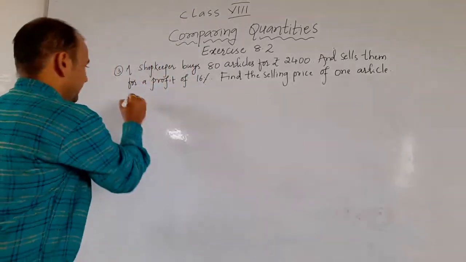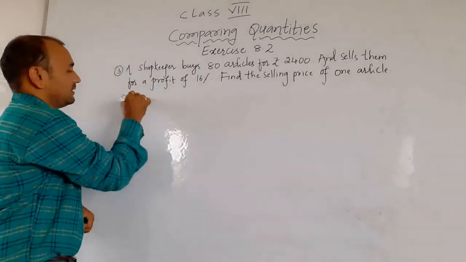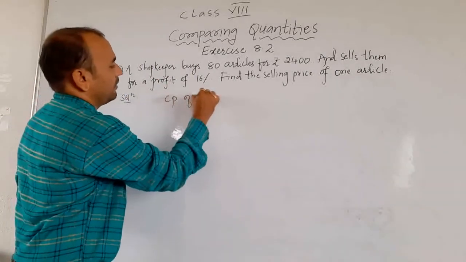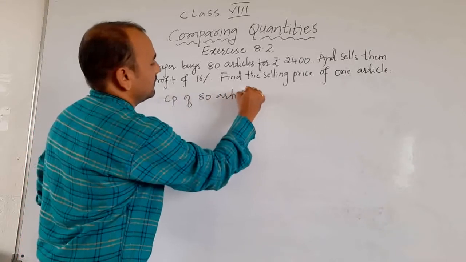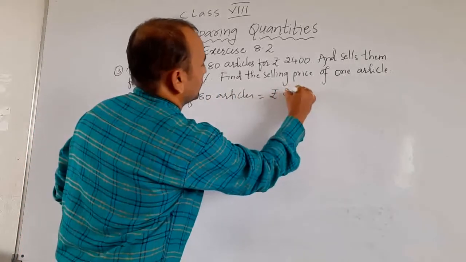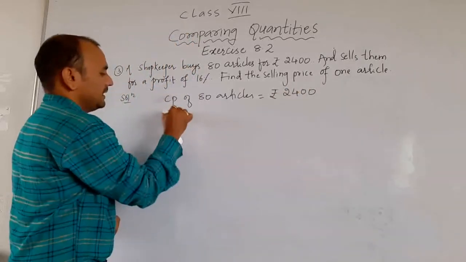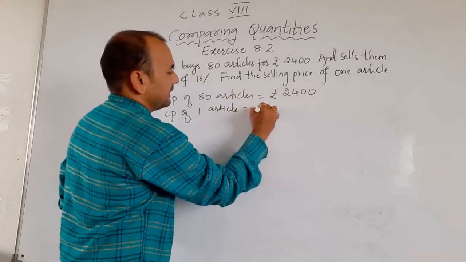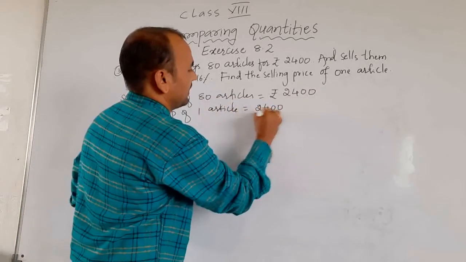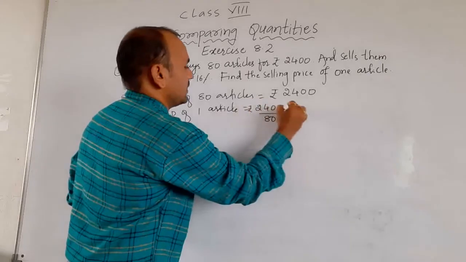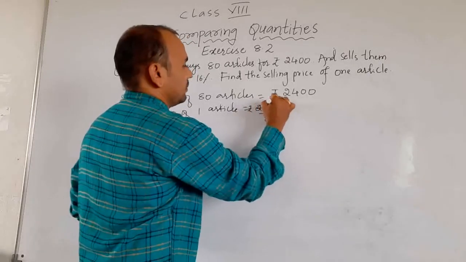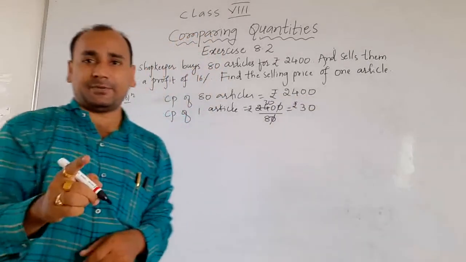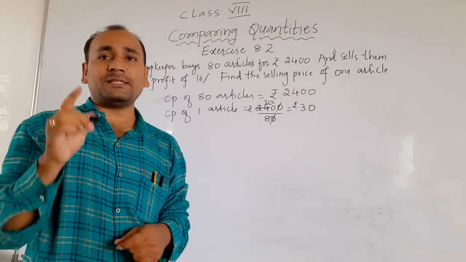Right? So let us find the first solution. The CP of 80 articles is equal to rupees 2,400. Then the CP of one article can be identified by dividing, that is rupees 2,400 divided by 80. So this is equal to, 0, 0 cancel, 8 3s are 24. The cost price of one article is rupees 30.